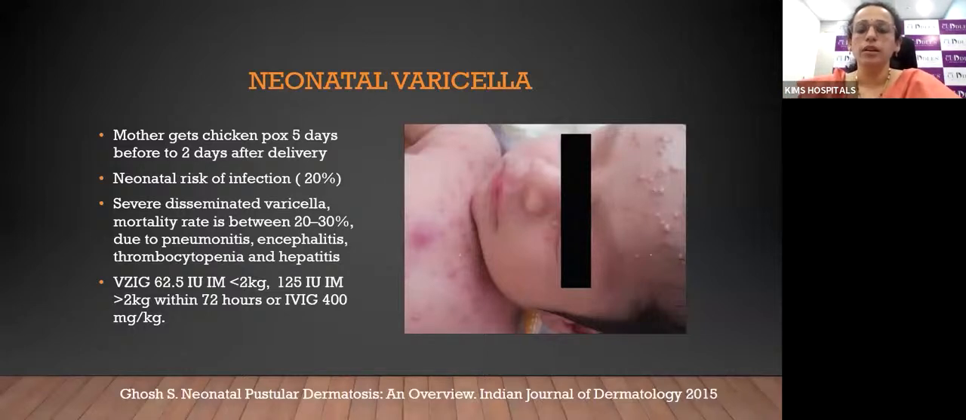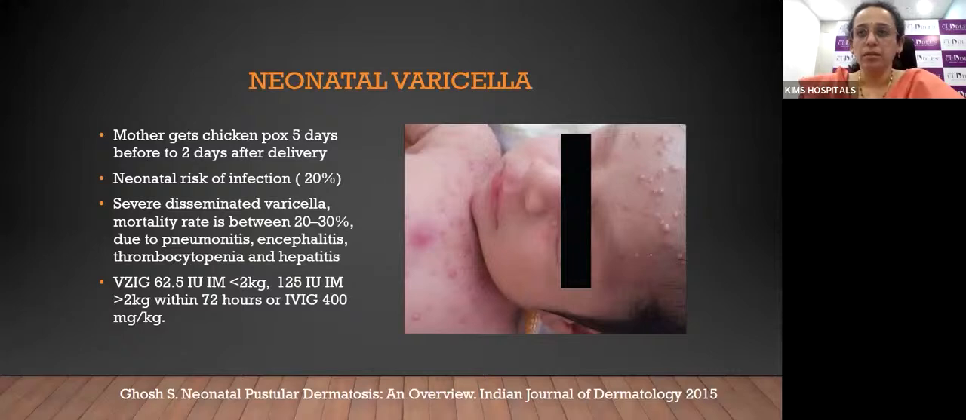So if we see a baby with a history of maternal varicella from 5 days before to 2 days after delivery, we should give varicella zoster immunoglobulin, 62.5 international units IM if the baby is less than 2 kg and 125 IU IM if the baby is more than 2 kg, within the first 72 hours. Or IVIG can also be given if VZIG is not available, in the dose of 400 milligrams per kg.